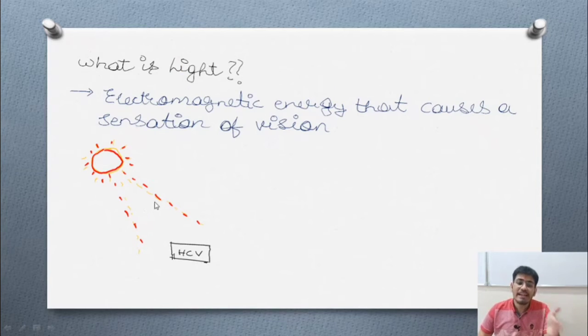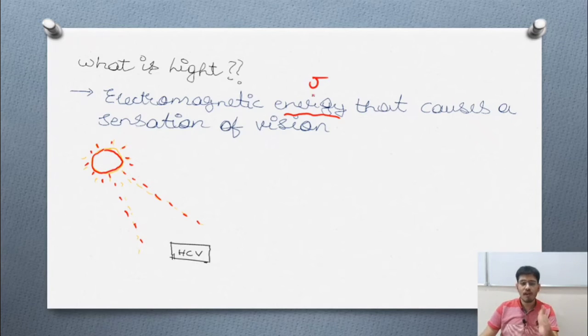Light is basically electromagnetic energy that causes a sensation of vision. Anything that causes a sensation of vision is called light. Here I have written it as energy. Energies are of various types, like kinetic energy, potential energy, nuclear energy, vibrational energy, molecular energy, light energy, heat energy, and various other types. So light is also a form of energy. Keep this in mind: the unit of light is also joules. No problem there. I hope you have understood what light is.